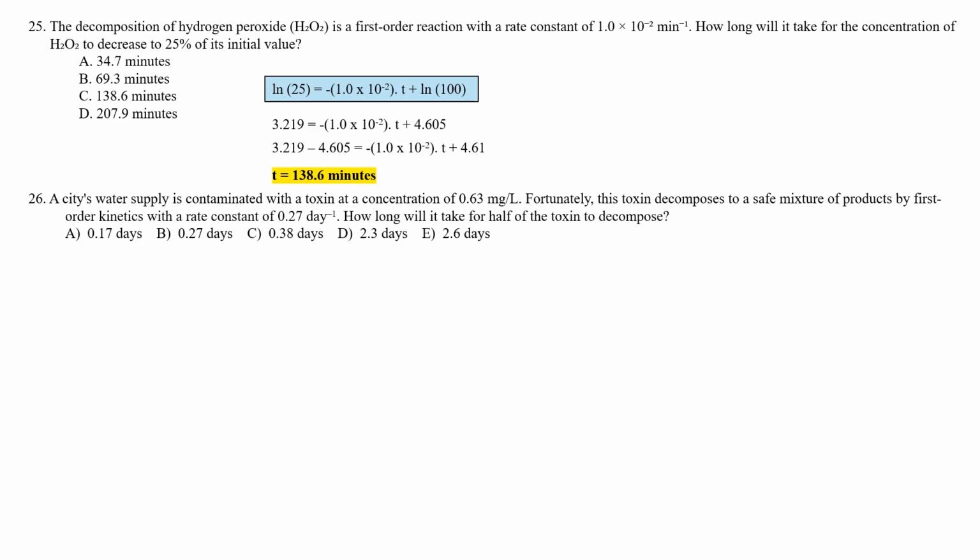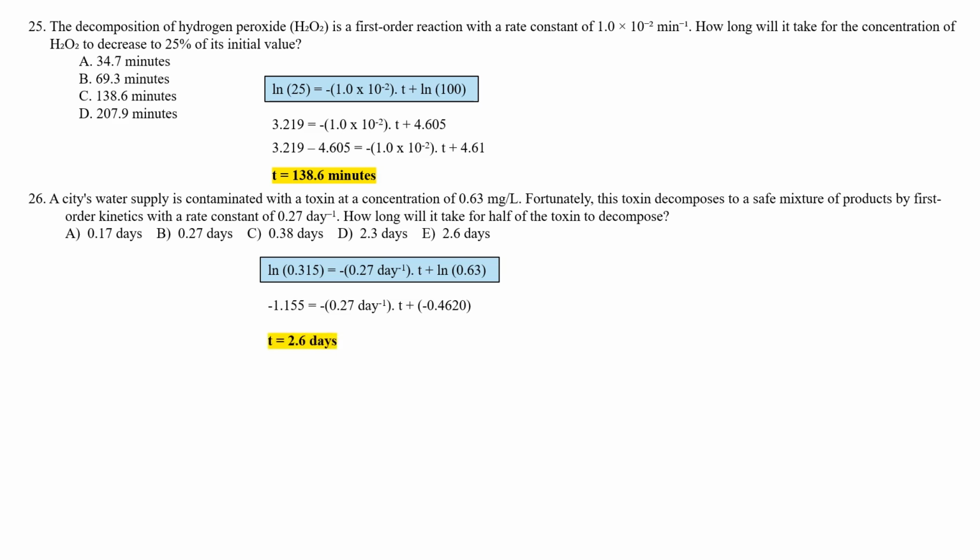Let's apply the first order rate equation. Final concentration, the toxin concentration at time t, the half of the initial value, 0.63 divided by 2 is 0.315, is equal to negative 0.27 per day times t plus Ln initial concentration 0.63. Again, after you solve this, you can see the time taken for the toxin level to become half of its initial value is 2.6 days.